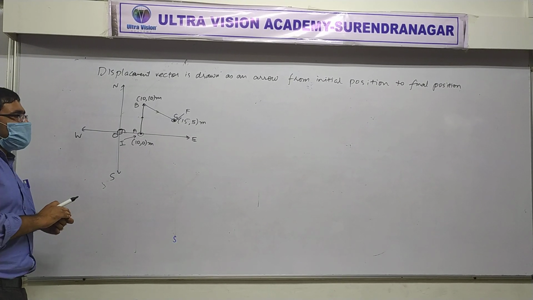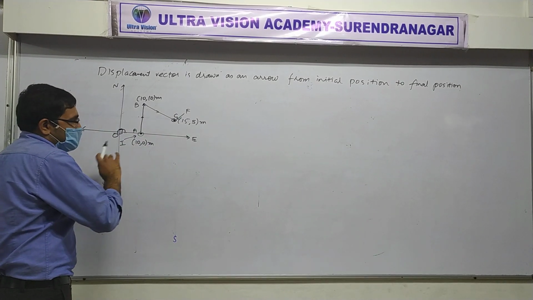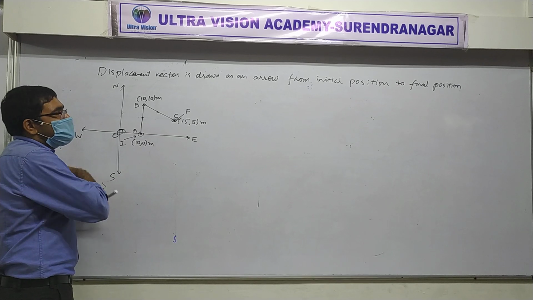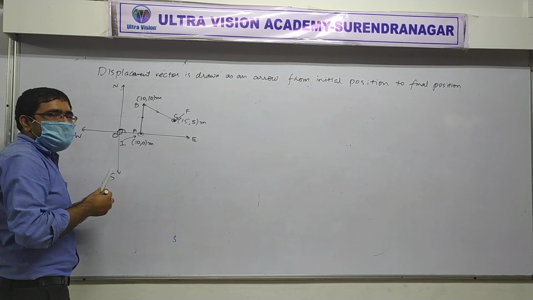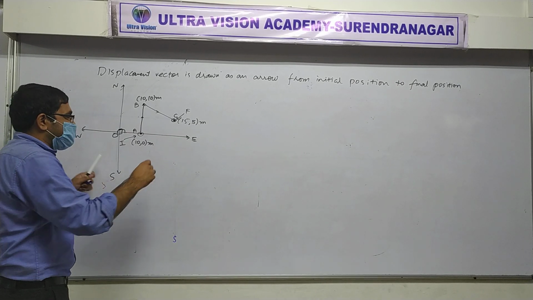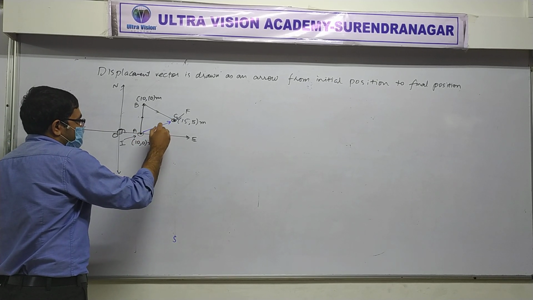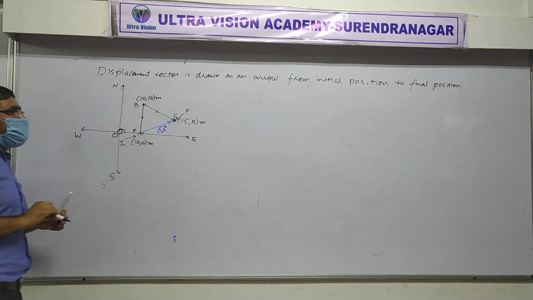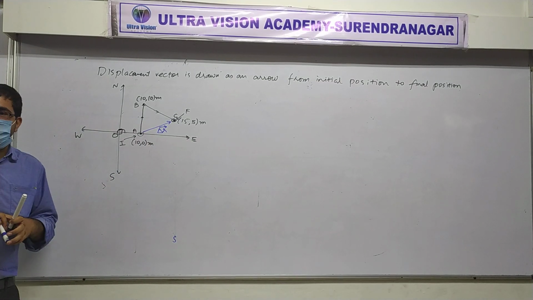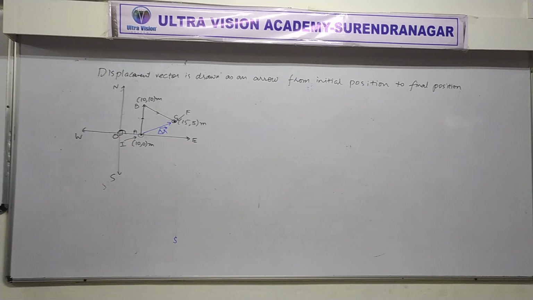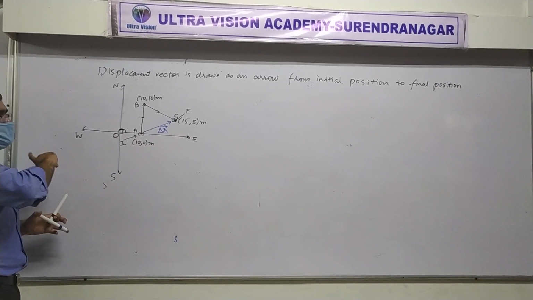Okay. So the displacement vector of this one, all throughout A to C, would be drawn from initial position to the final position. That is from A to C. So this is the displacement vector. Did you understand what I have drawn? Yes. Okay or not okay? Alright? Yes, sir. Okay, so from A to C.